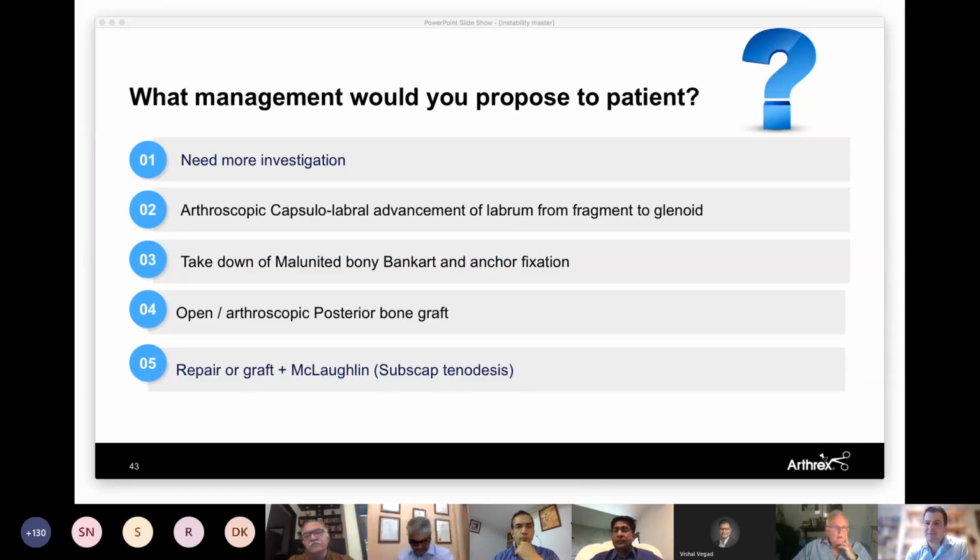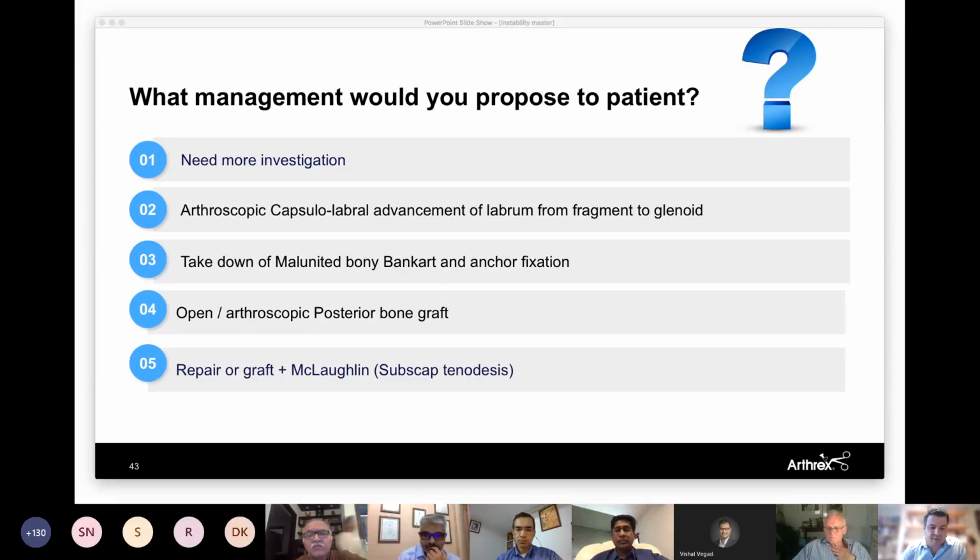Yeah, I think that's becoming more and more popular now. LaFosse has shown us nice little mini open approaches. So Martin, if it was anterior extra-articular bone grafting, you'd choose an extra-articular bone graft? Yes, release the labrum, remove the old fragment, and then place the bone block and fix it extra-articular, yes.